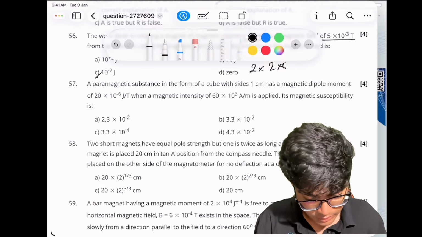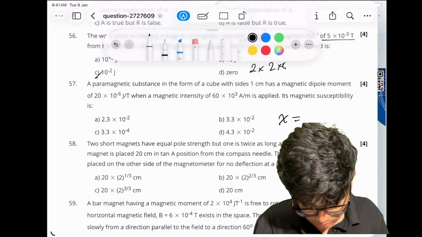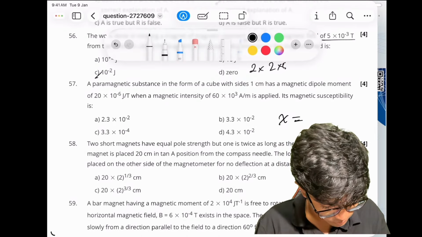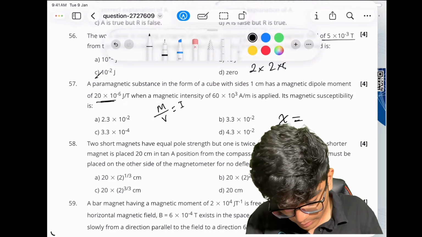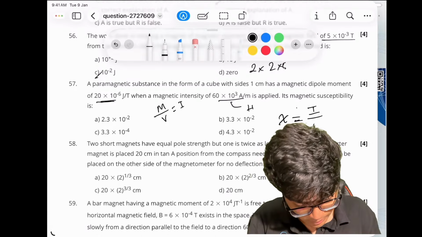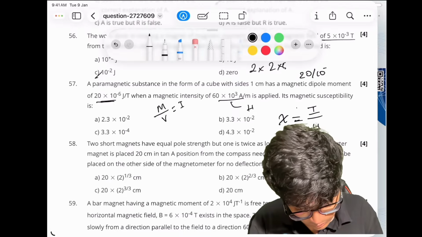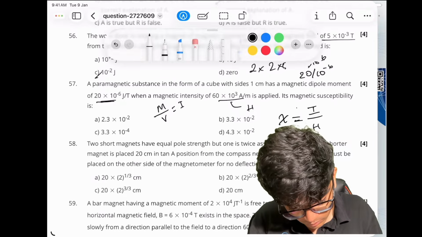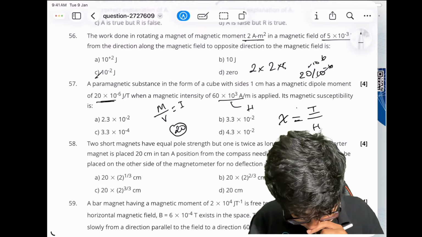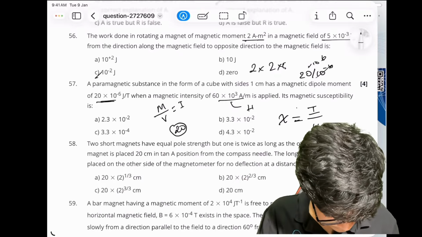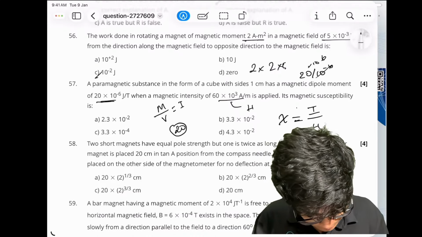Okay, susceptibility, I is equal to magnetic intensity. Magnetic moment கொடுத்துறான். Magnetic moment per unit volume is equal to I. இது வந்து H, so I by H கண்டுபிடிக்கணும். Okay, this is cancelled, so it will be 20. I is 20, H is equal to 10 power minus 3, so it's 20 by 3, 3.33 into 10 power minus 4.